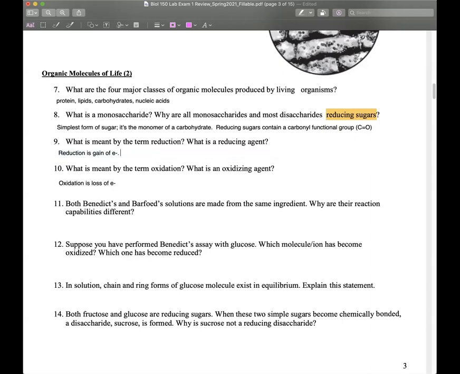So a reducing agent, this is something that allows the reduction of something else. So the reducing agent is donating the electron. And along the same theme, oxidizing agent.